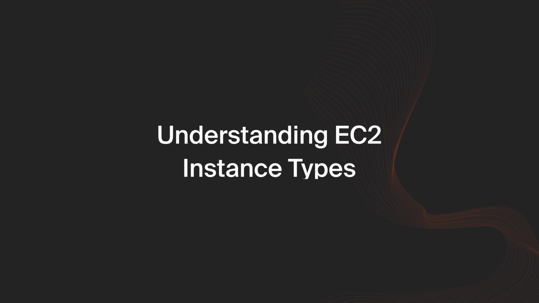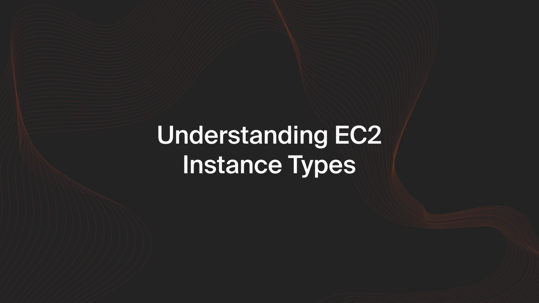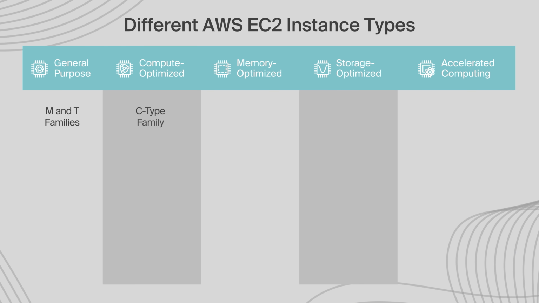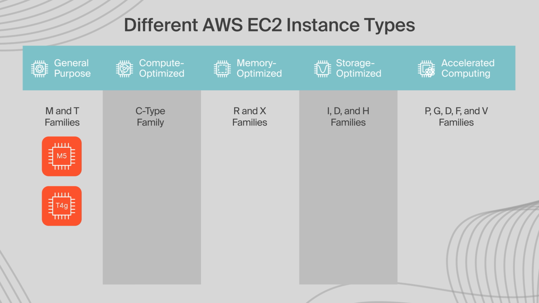Understanding EC2 instance types. AWS EC2 instances come in different types, each optimized for specific workloads. If you're running a web app, dev environment, or small database, general purpose instances like the T and M series will get the job done without overcomplicating things. Compute optimized instances like the C series are built for processing heavy tasks like video encoding and high performance computing. These are for workloads that need raw CPU power.